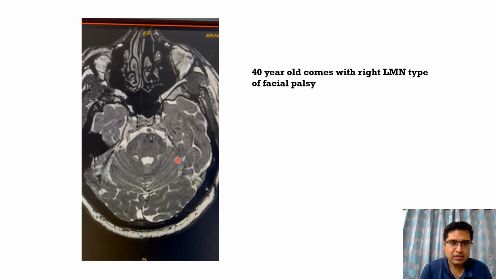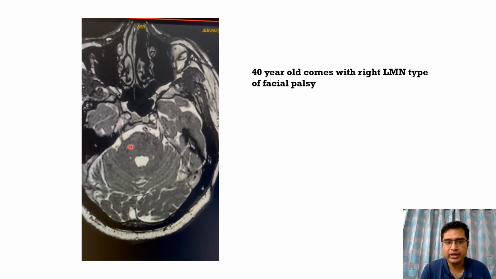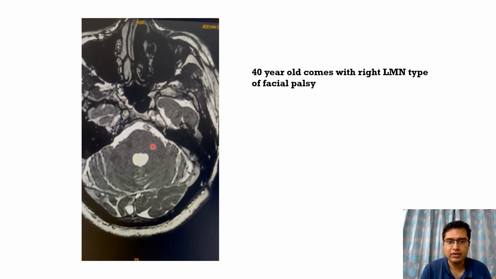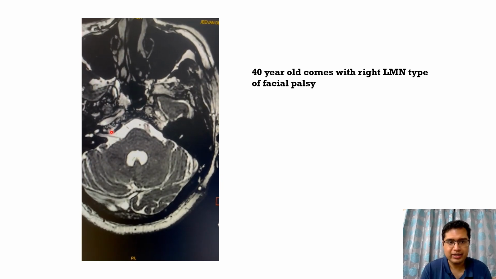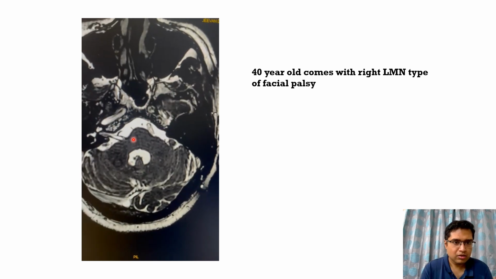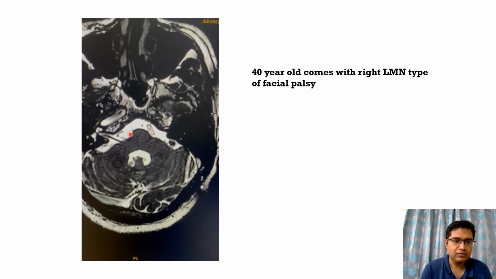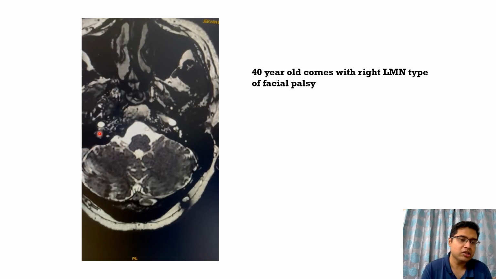So this is the Fiesta sequence, where we have to know the anatomy of the cranial nerves very well. This is the fifth cranial nerve that is seen, the Meckel's cave, and this is the seventh and the eighth cranial nerve. This is the sixth cranial nerve, abducens nerve. This is the seventh nerve, which is traced up till the geniculate ganglion.